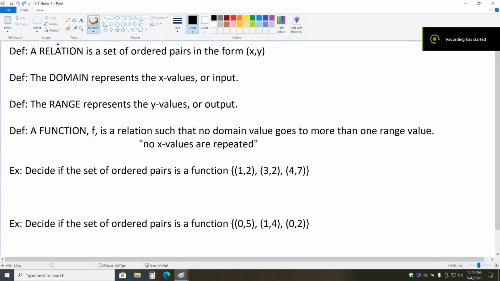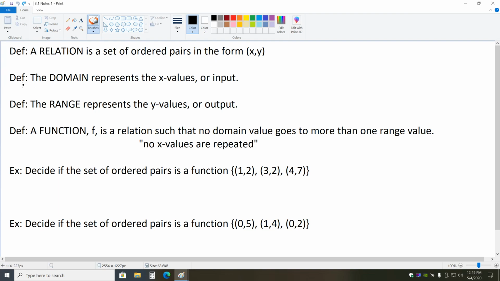For this section, we'll be introducing functions with their notation and how to evaluate them. So we'll start off with the definition that says a relation is a set of ordered pairs in the form x, y. In other words, a relation is basically a bunch of coordinates that you would normally graph.